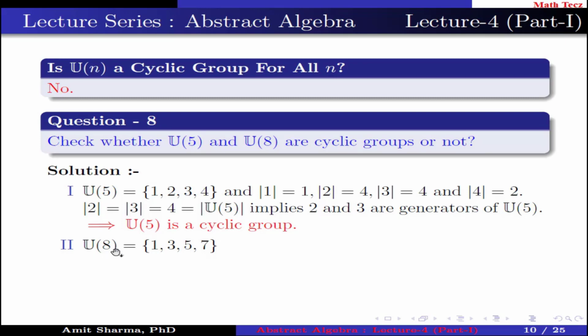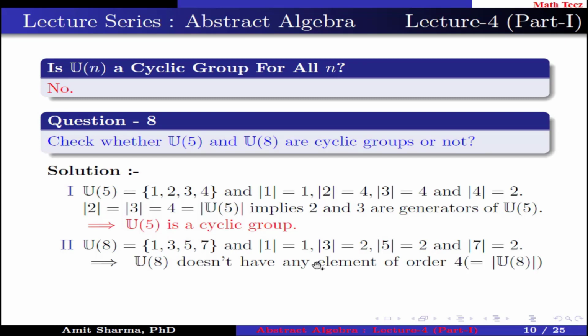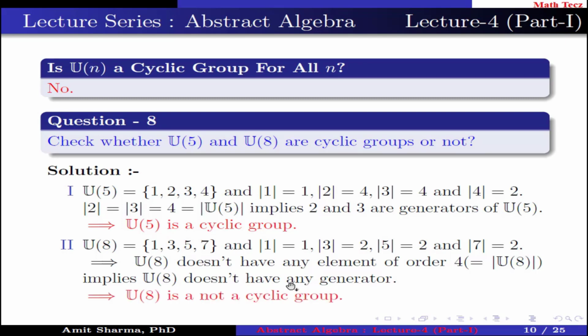Next, U8 contains the elements 1, 3, 5, 7 and order of 1 is 1, order of 3 is 2, order of 5 is 2 and order of 7 is 2, implies U8 does not have any element of order 4, which is equal to order of U8, implies U8 does not have any generator, implies U8 is not a cyclic group.